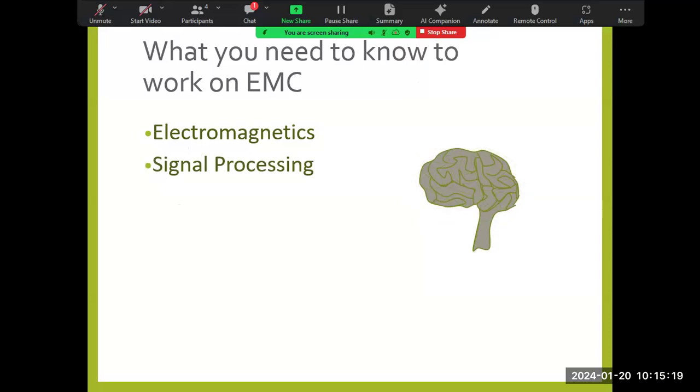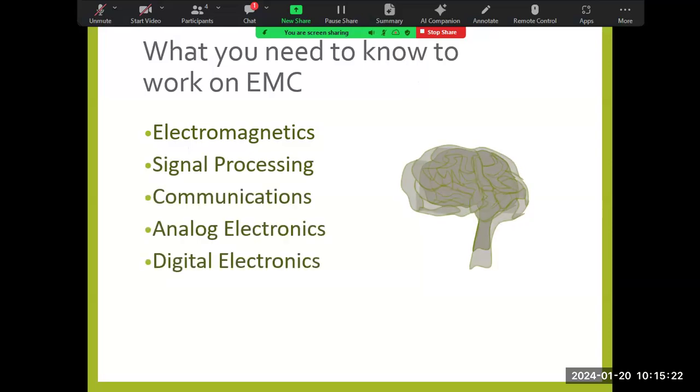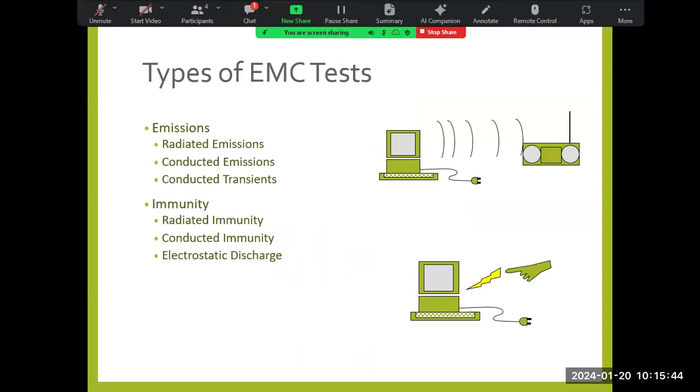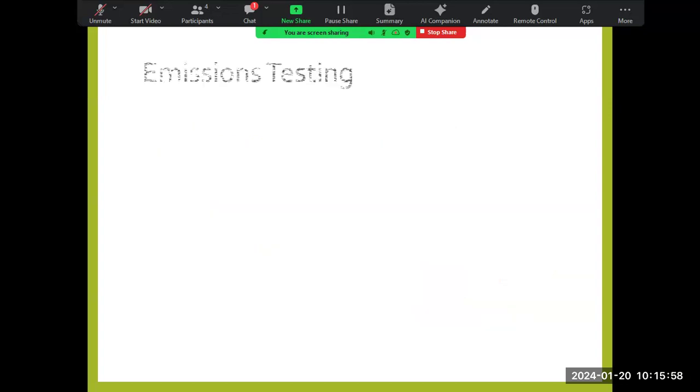Okay, what do you need? Electromagnetics, signal processing, communications, analog electronics, digital electronics, PCB layout, software. And of course, analog electronics includes your layout, because everything on the board is an element. So what do we do? We do radiated tests. We do conducted tests. We looked at transients. We look at immunity, conducted immunity, and electrostatic discharge.